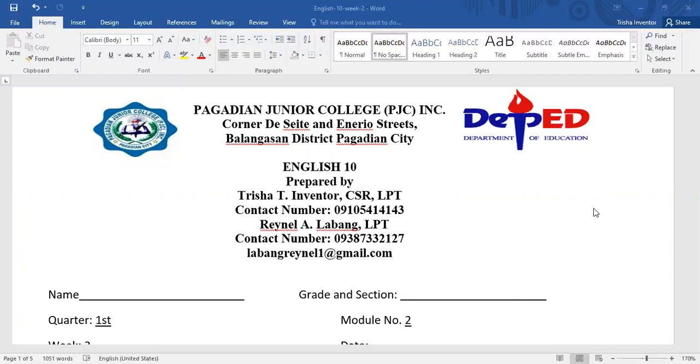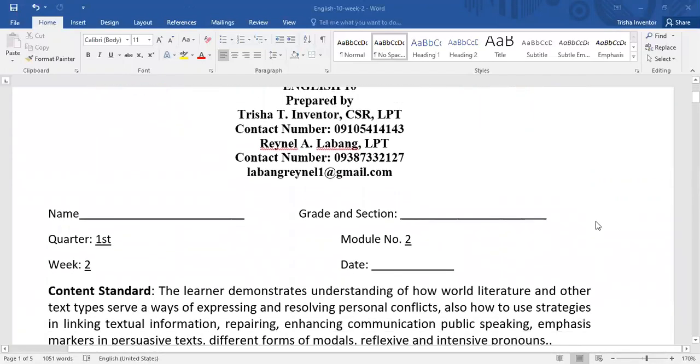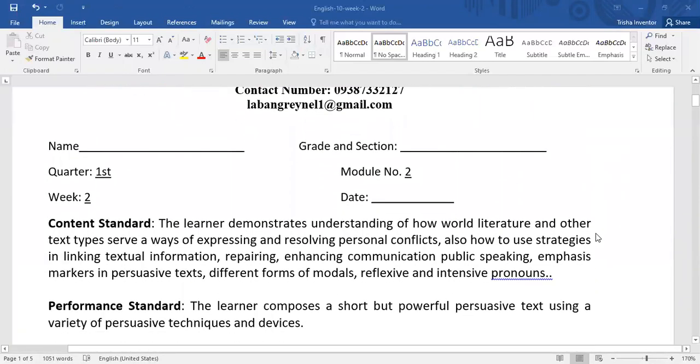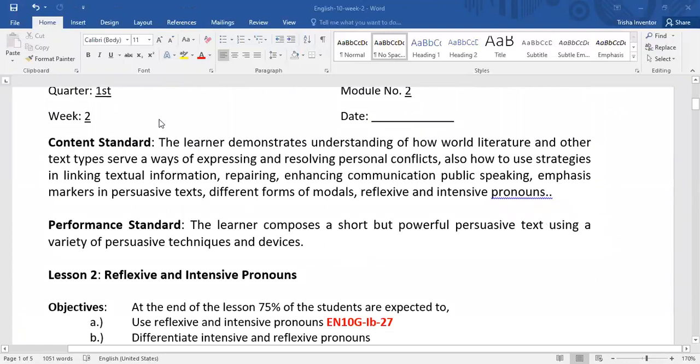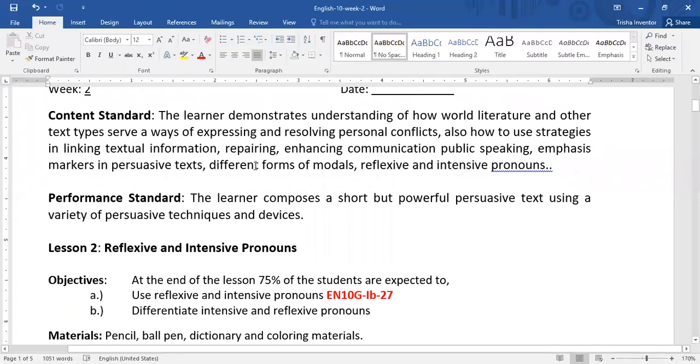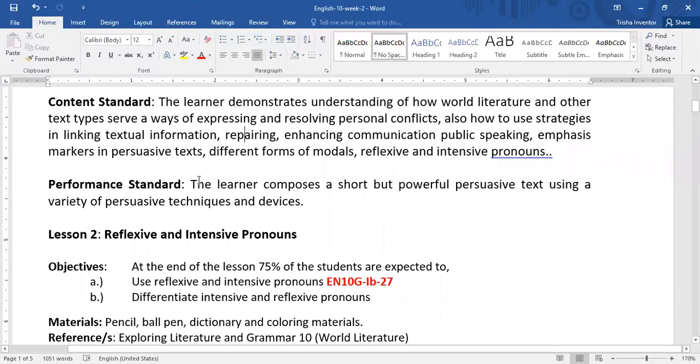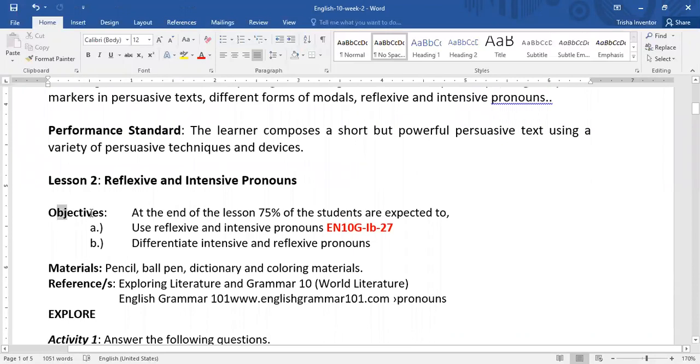So this is our second module for English 10. You have there the content standard. Just take time to read this, okay? The content standard, the performance standard, and our objectives. So this is all about. Okay, we are on lesson 2, reflexive and intensive pronouns. So objectives: use reflexive and intensive pronouns, differentiate intensive and reflexive pronouns.